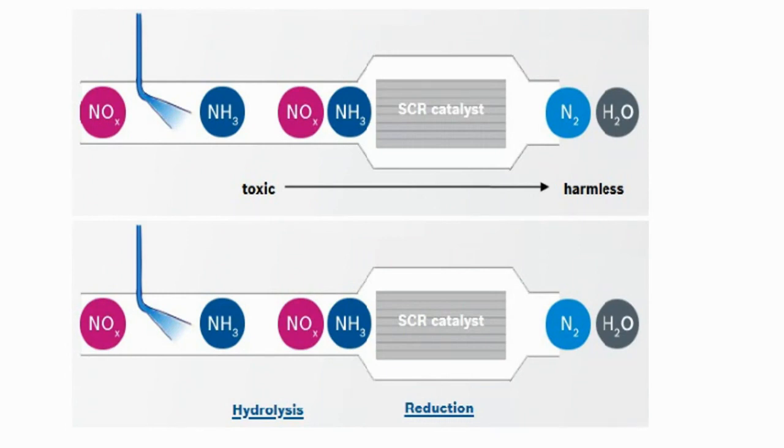But to give you an idea of what we're going to do, we're going to go through this SCR process. It's toxic going in, it's harmless going out. So we're going to split up these molecules and rearrange them. And hopefully, once we rearrange the NOx and the NH3, we're going to come out with N2 and H2O in a perfect world.